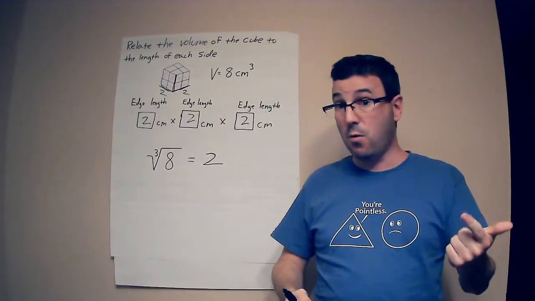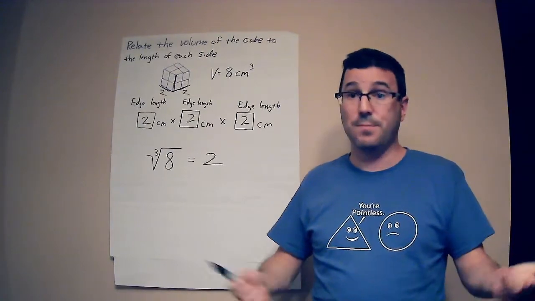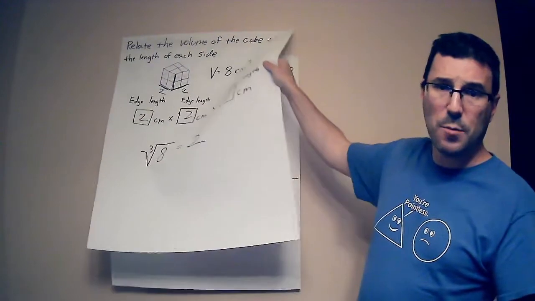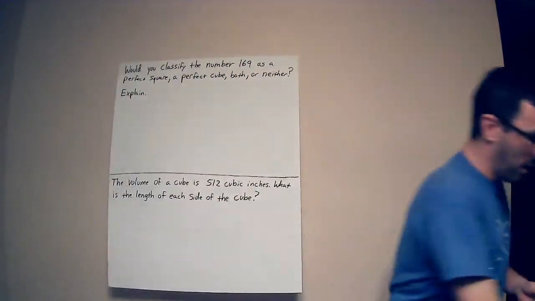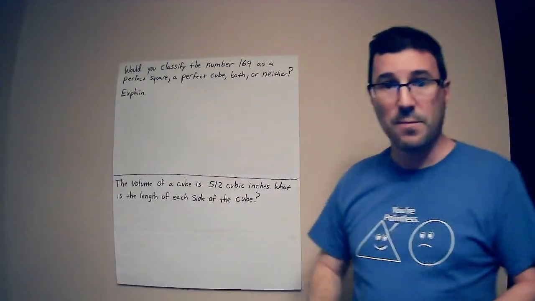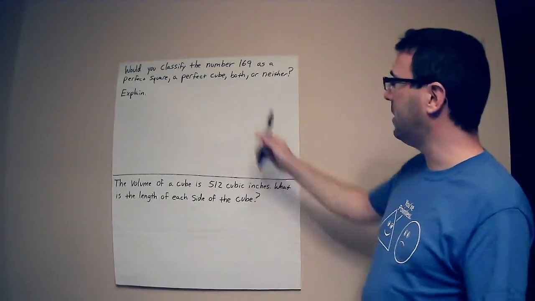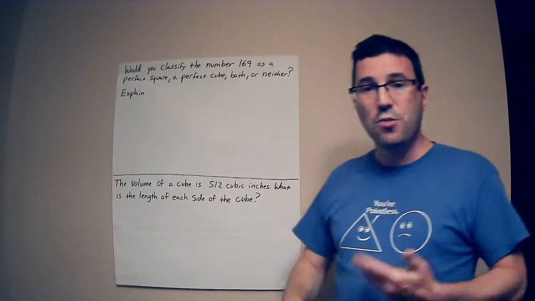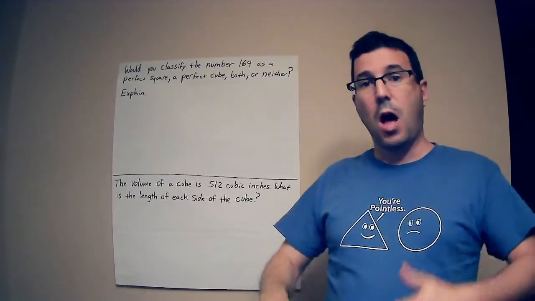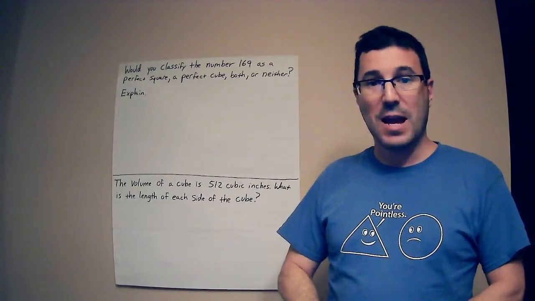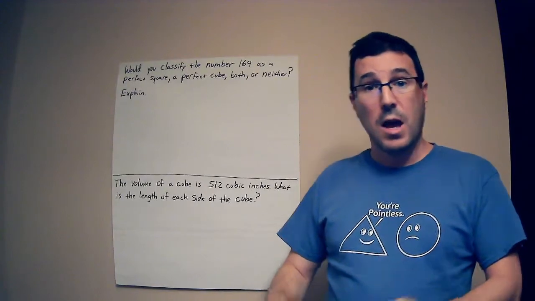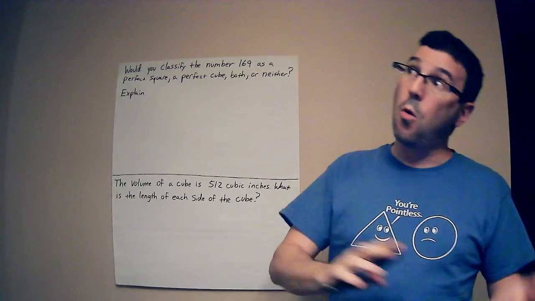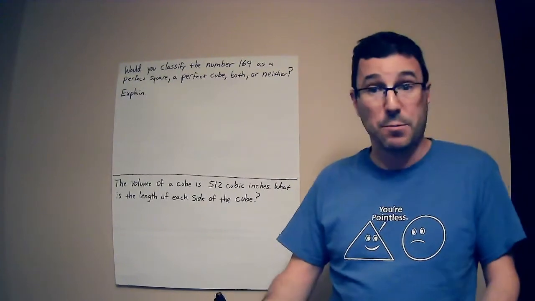2 times 2 is 4, times 2 is 8. That's how we do it. So let's take a look at a couple of actual word problems. Okay? Might be a little bit difficult to read this, that's why I read it. Would you classify the number 169 as a perfect square, a perfect cube, both, or neither? And then we got to explain.